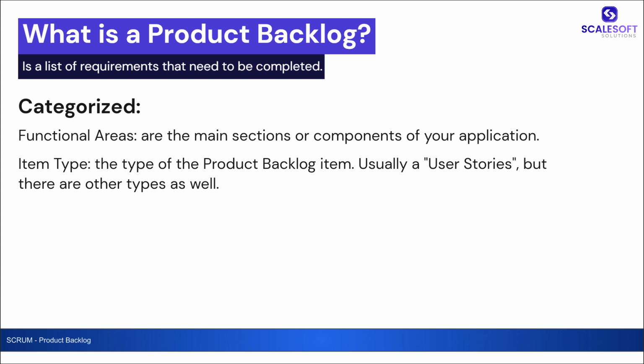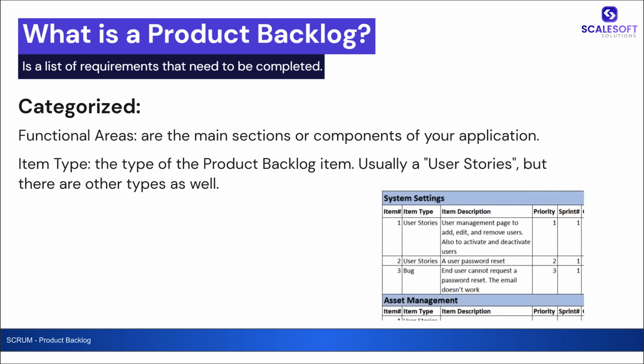For example, we can use the system settings, put it as a title, and we put all the items that are related to the system settings under that. We can do another category under system settings by using the item type, for example, bug items together, user stories together, technical requirements together, and so on.